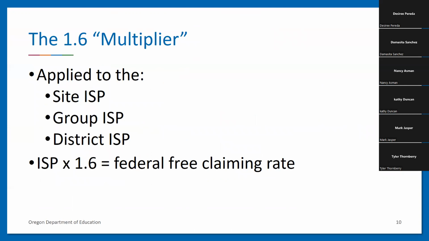The identified student percentage is extended to the school population through a multiplier of 1.6 to determine the federal free claiming rate. The multiplier was established by the USDA, and it represents for every 10 children identified as eligible, there are 6 more eligible based on income application alone. This is the reason income applications are not considered in qualifying for the CEP.